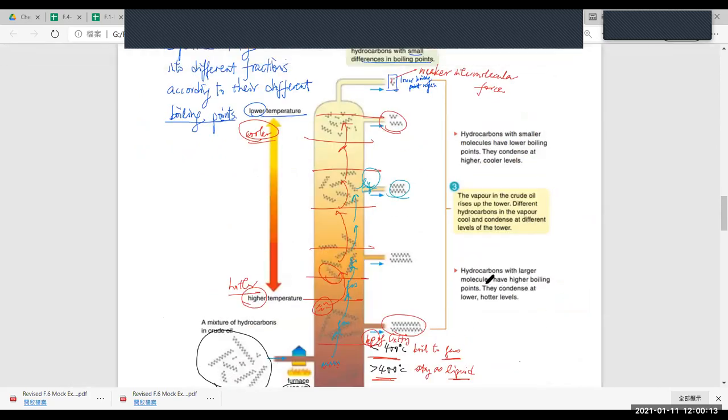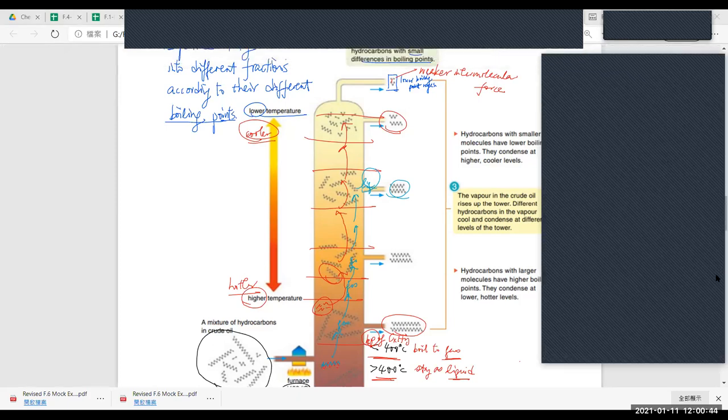So that's why different hydrocarbons, each with their own size and a similar boiling point range, will condense at a certain area. As said before, the smaller ones with a lower boiling point range will condense at a higher, cooler level, while those with larger molecules and a higher boiling point range will condense at a lower, hotter level. Do you understand? Now, for those who understand what I've just said, please put a tick next to your name. You have got the tick-cross function, right? If you understand, please put a tick. If not, a cross.